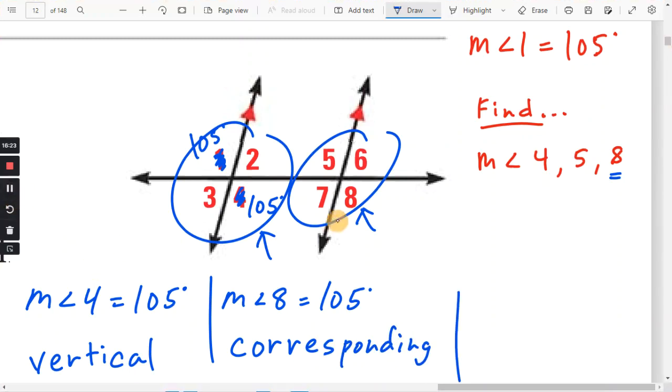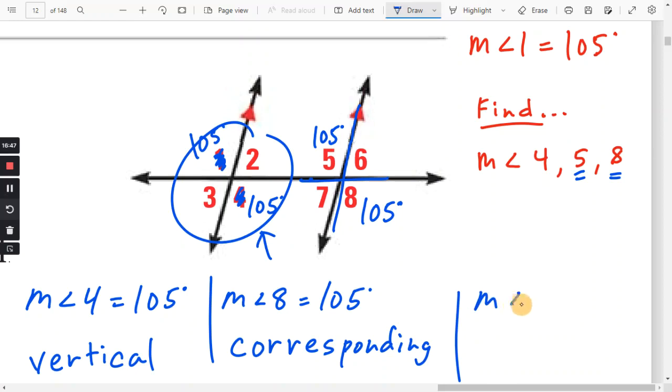And finally, they asked for angle 5. Okay, but we have angle 8 is 105, so that's actually easy now. If angle 8 is going to be 105, and we have the X shape right here, the angle across from angle 8 is vertical. That's also going to match. So the measure of angle 5 is also going to be 105 because they are vertical.